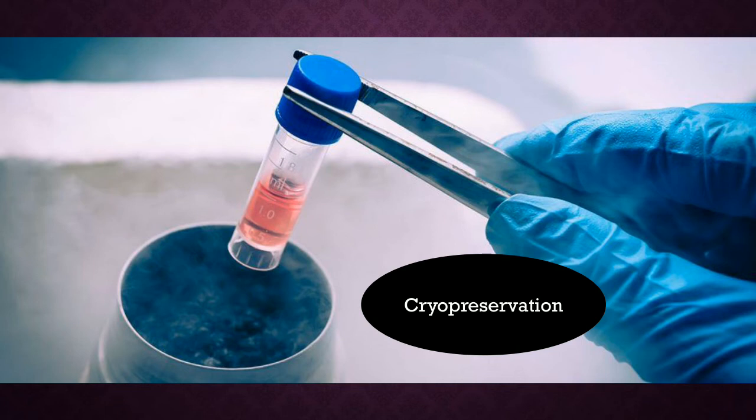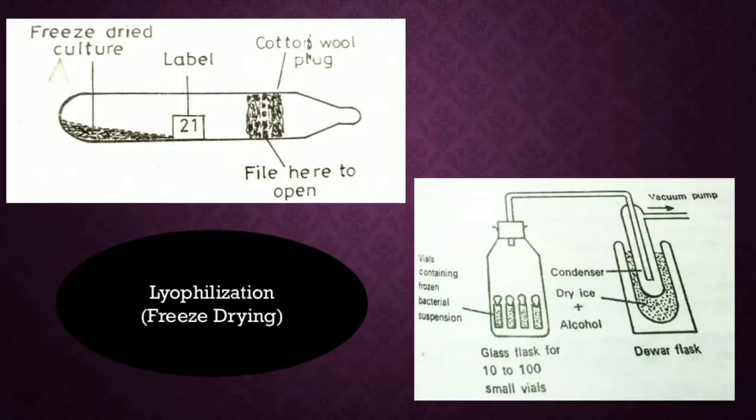Cryopreservation is done at very, very low temperatures, and to protect the cells at that low temperature, we need these cryoprotectants. The last method that we have is lyophilization. Lyophilization is also called freeze drying. So in this method, the culture is rapidly frozen at a low temperature of minus 70 degrees Celsius, and it is also dehydrated using vacuum.